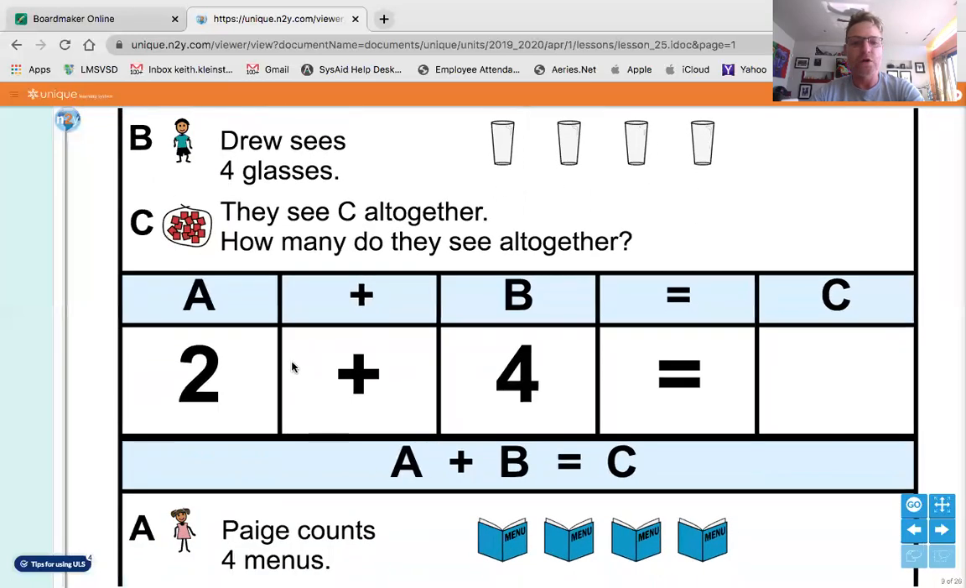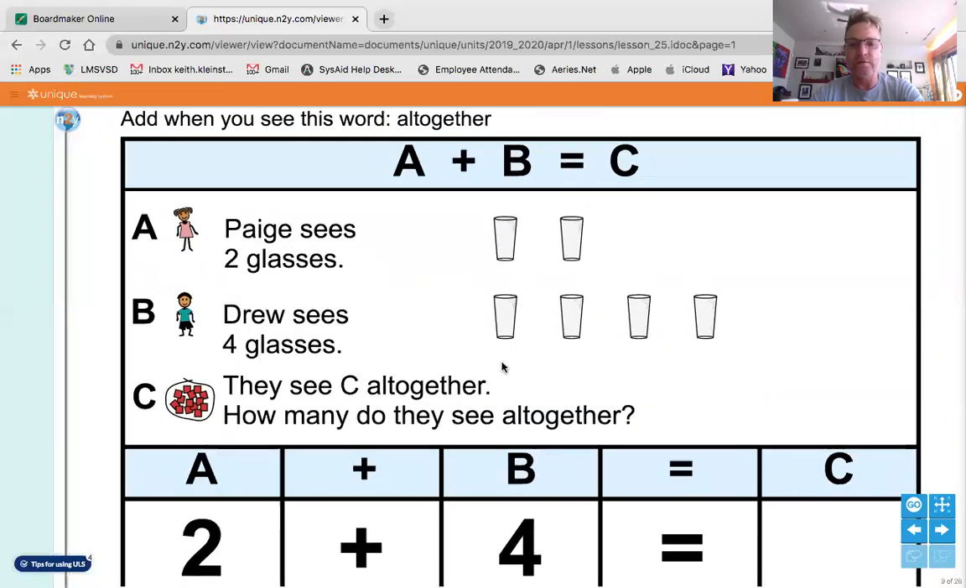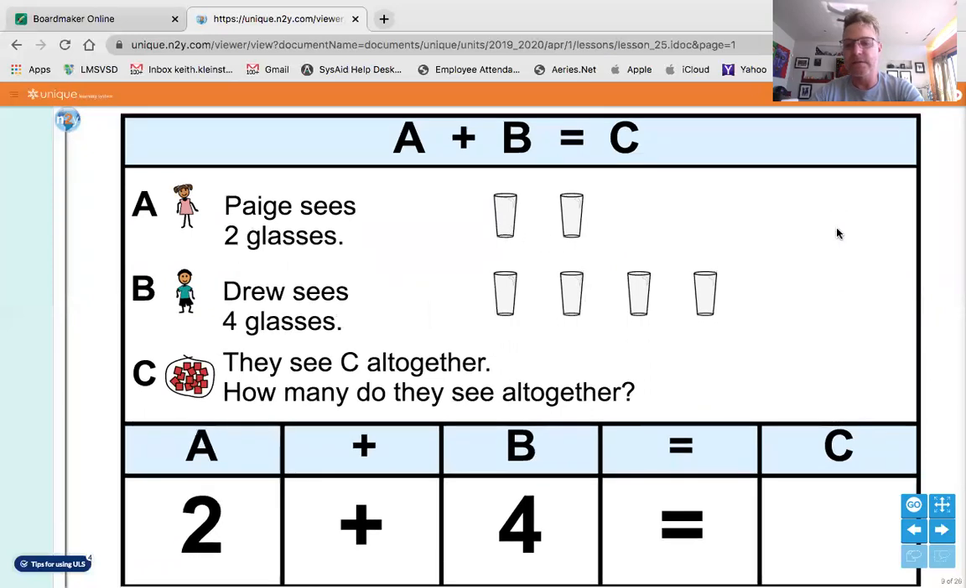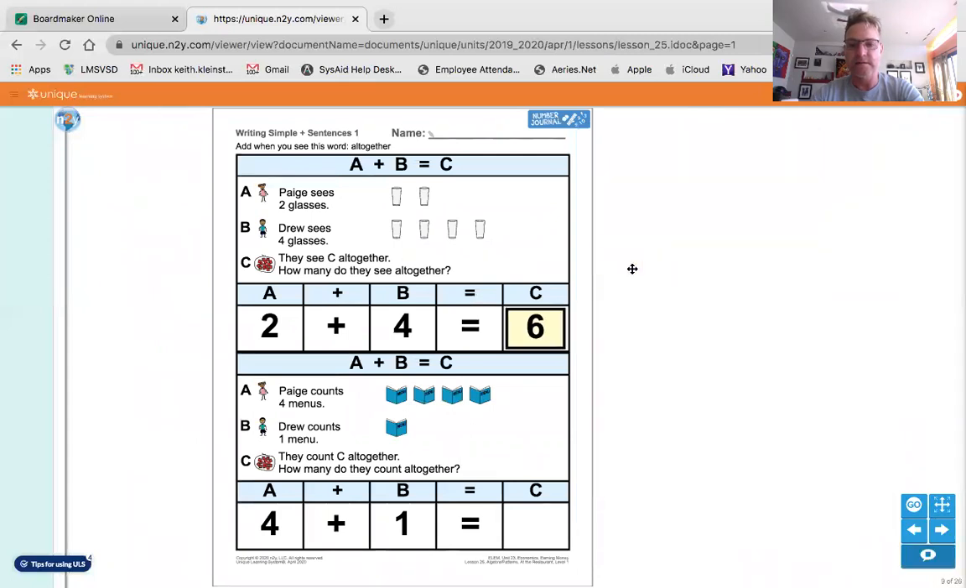So we go 2 plus 4 equals. We can start with 4, the larger number. 5, 6. So C is 6. A plus B equals C. 2 plus 4 equals 6.